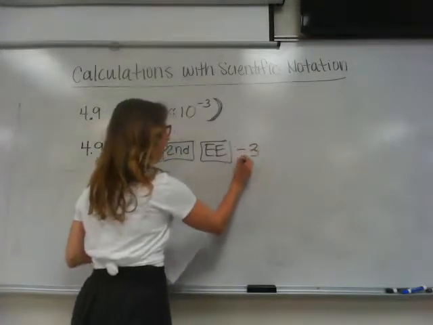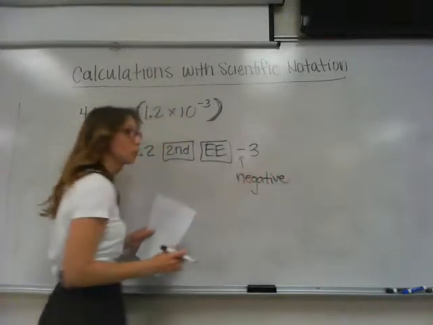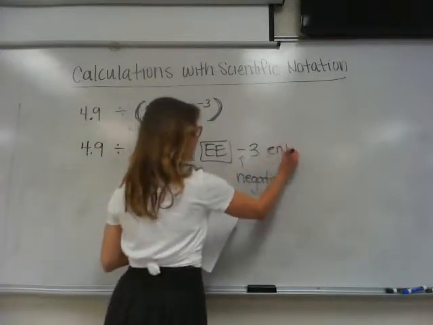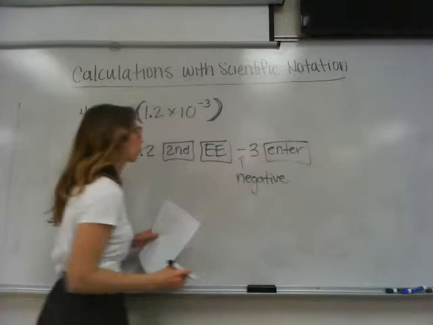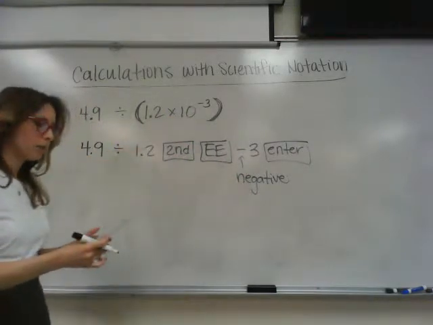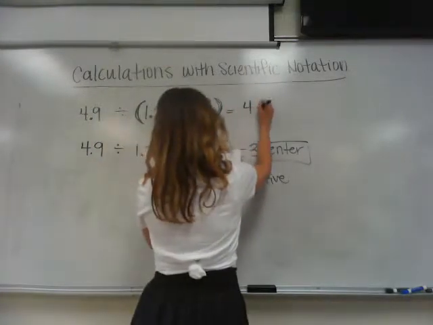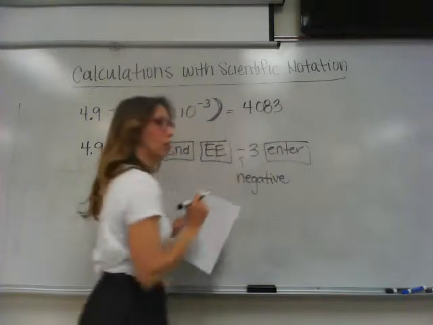Then type negative 3. Make sure this is a negative. Do not use the subtraction symbol. And then press enter. Okay, that's the proper way. The second E stands for times 10. Okay? And then you should get 4083. Did you get that in your calculator?